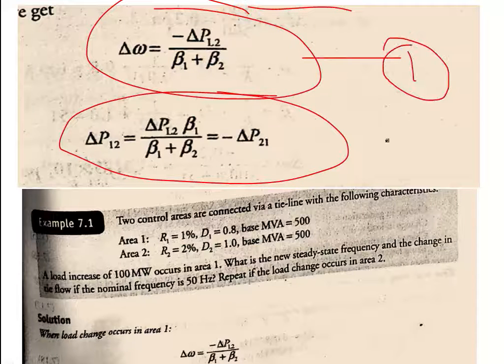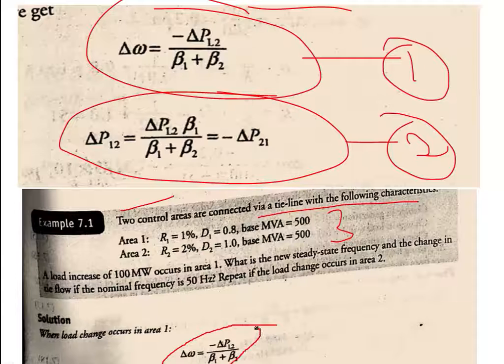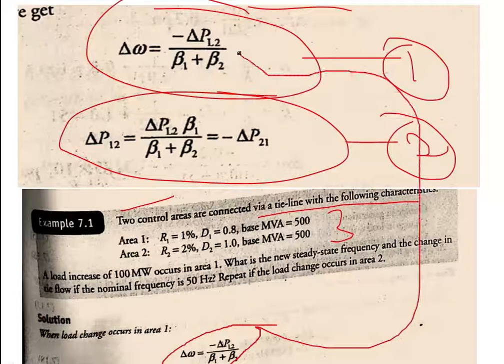That problem will look like this. Two control areas are connected via a tie line with the following characteristics. This is the given data: R1, D1, base MVA, R2, D2, base MVA. So we have to find the change in load with respect to area 1. We'll look at this equation, which is similar to this equation.